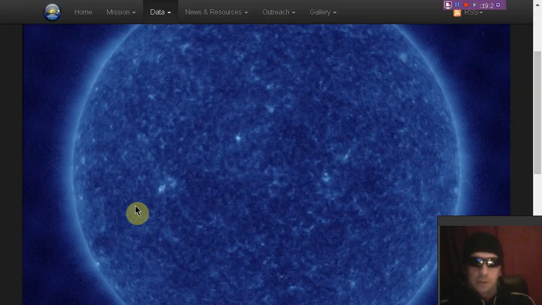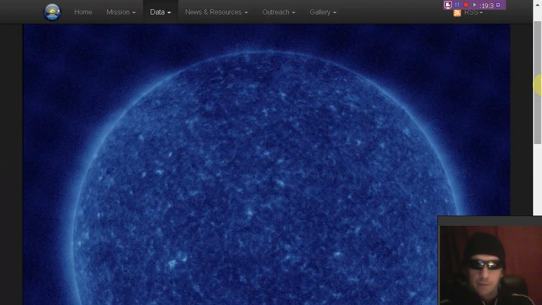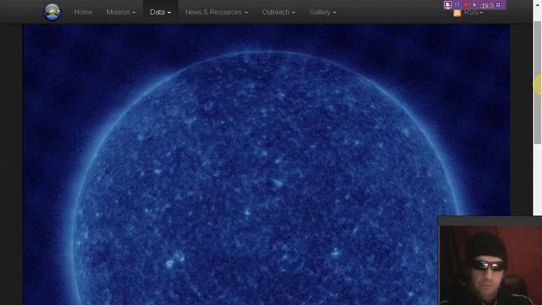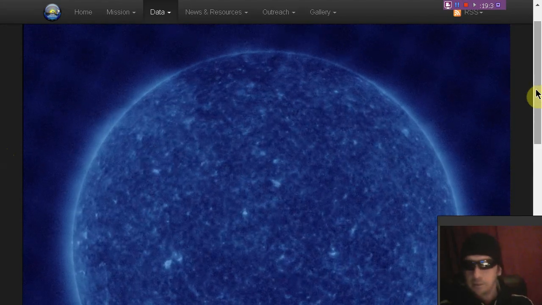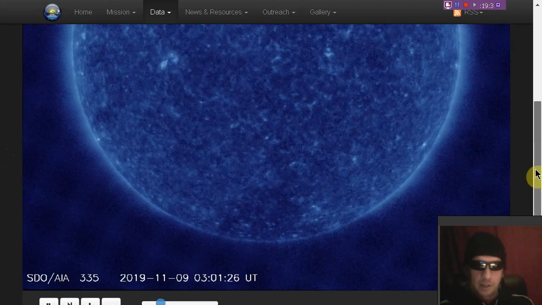And here's the bonus segment. It's the sun at 335 angstroms, a wavelength we don't always use, but I like it. Anyway, there's the northern area, and here's the south.